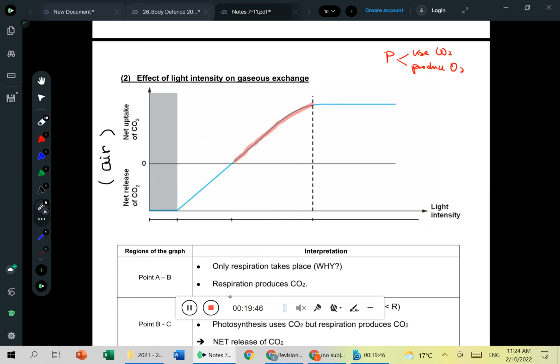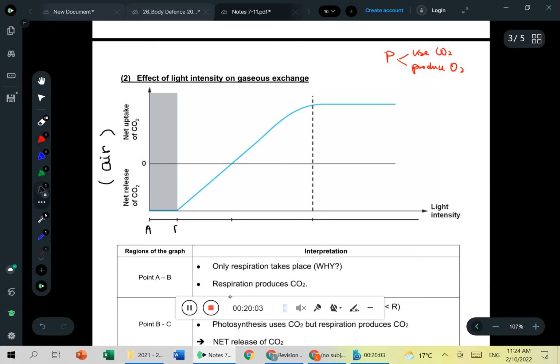That is the reason why you can see that the graph is going up. Because the greater the light intensity, the faster the rate of photosynthesis. So let's analyze this graph bit by bit.